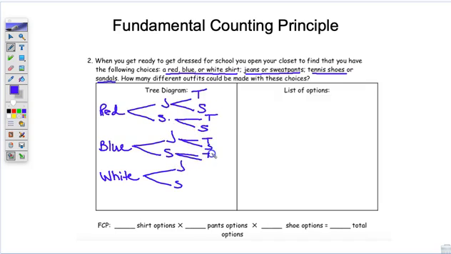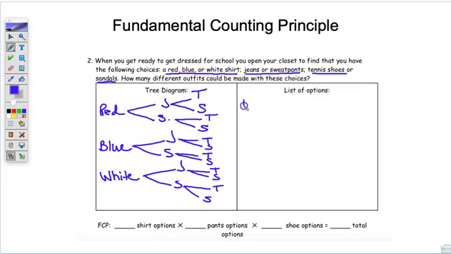You can see how we can run out of room rather quickly. But once we're all done, we can simply just count them. So if I counted all of these options here, it should match what we have for a list, and then also down here for the counting principle.